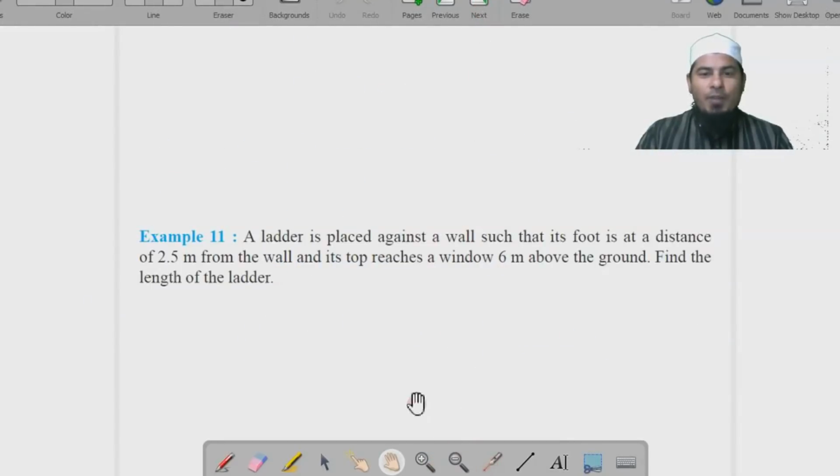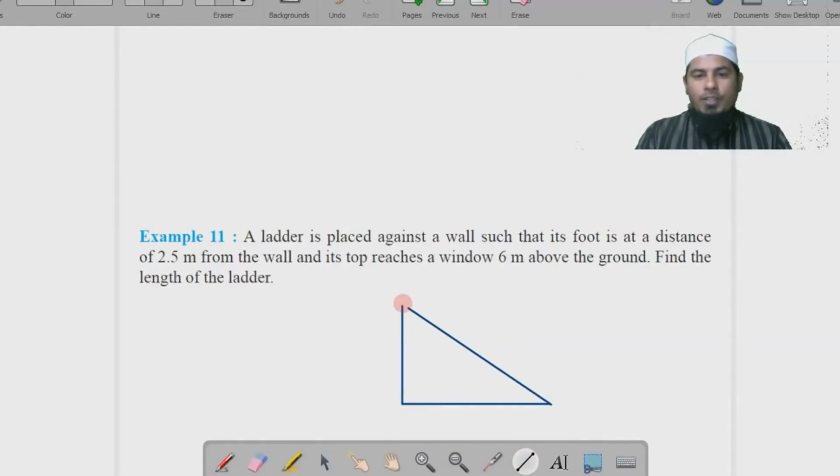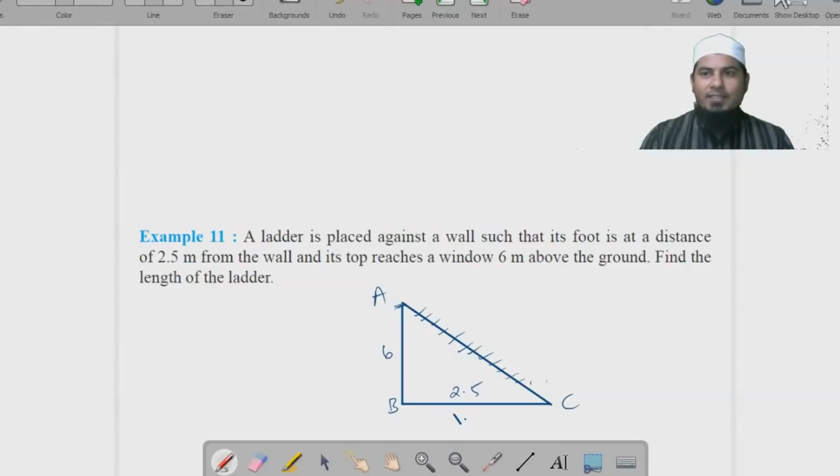A question is ready. A ladder is placed against a wall such that its foot is at a distance of 2.5 meters from the wall and its top reaches a window 6 meters above the ground. Find the length of the ladder. So according to the question, it is a very simple question. The foot is 2.5 meters away, and the ladder reaches 6 meters above the ground. We want just the length of the ladder, and the ladder here is the hypotenuse. So applying Pythagoras theorem, we will get the answer.